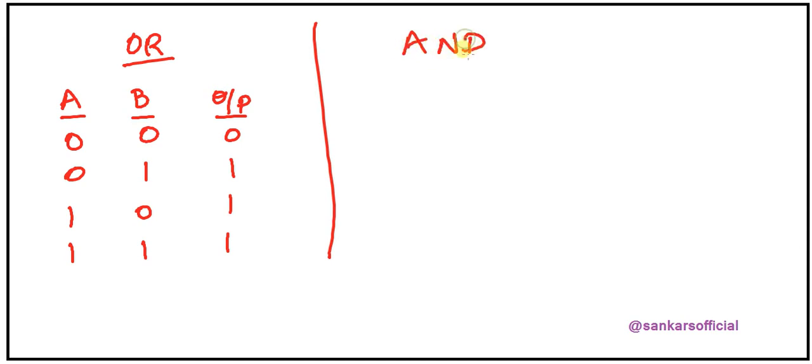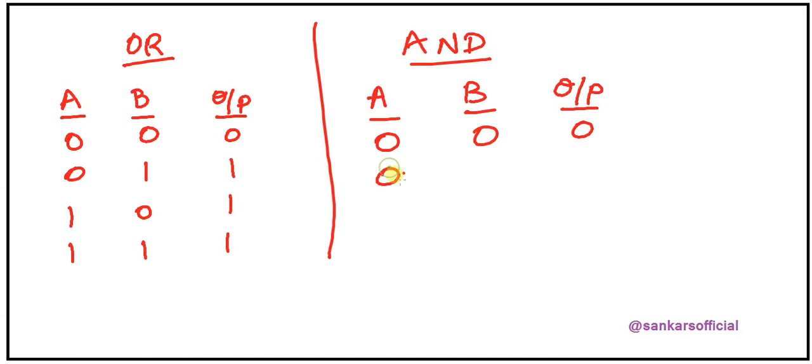Now let us consider the truth table associated with the AND logic. Input A, B, output. If A is not there, B is not there, then there is no output. If A is not there but B is there, still there is no output. If A is there, B is not there, still no output. If A is there as well as B is there, then there is an output. So for OR logic, the output is there in 3 situations, but for AND logic the output is there only in 1 situation.